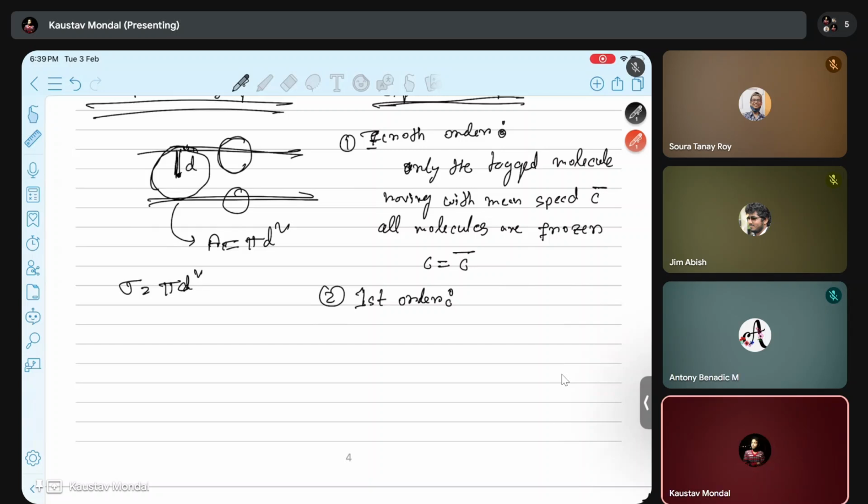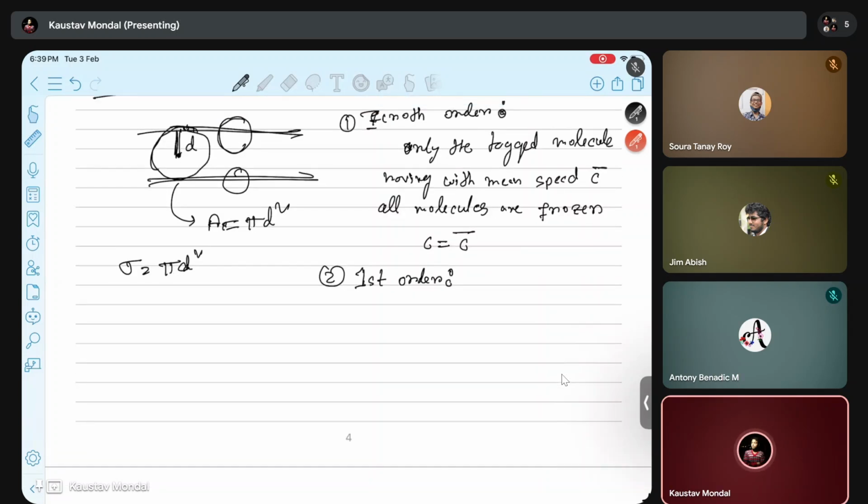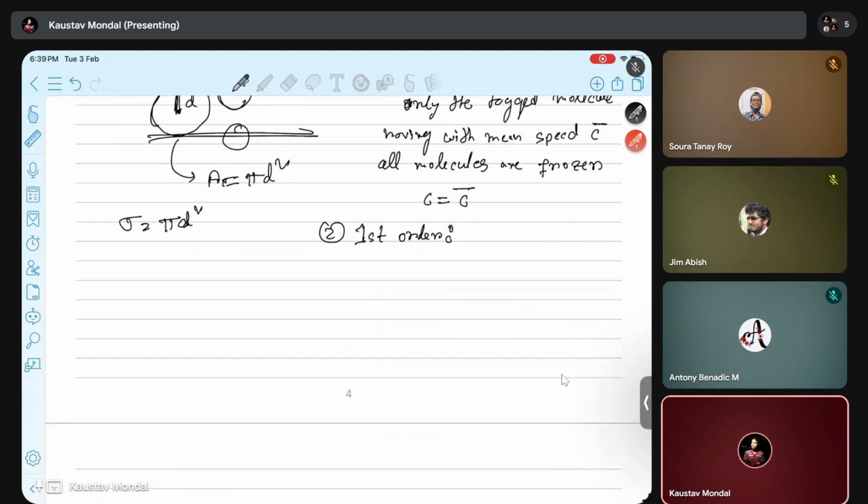Okay. So here what Clausius had postulated is that all molecules, apart from the tagged molecule, every molecule is frozen in the zeroth order case. In the first order case, what he has stated is that all molecules travel with c bar but in different directions, and velocities are also different. So this was the first order correction.